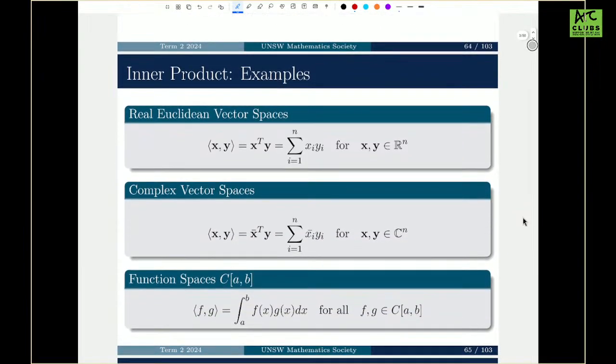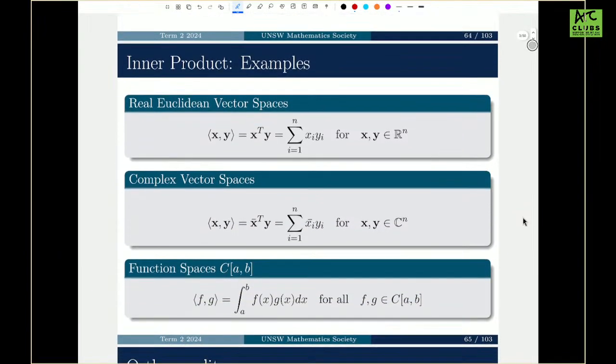Here are some examples of inner products. The first one is over real Euclidean vector spaces.